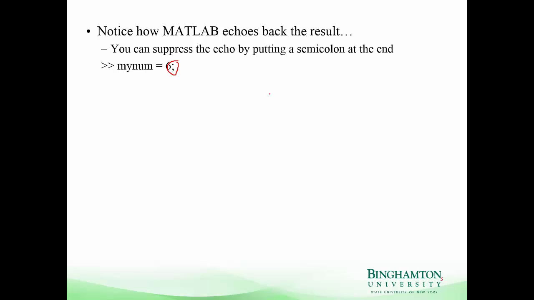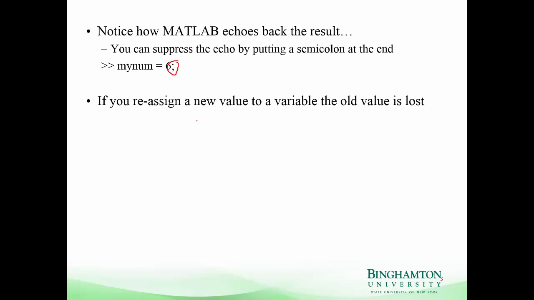If it's just a single number being assigned, no big deal. But we'll see in the next set of notes that we can assign large arrays of numbers to a single variable. And if you've got hundreds or thousands or even millions of values being assigned, and those were to be echoed back, your computer screen would be filled over and over with the spewing out of these numbers. So using the semicolon is kind of crucial in those cases. And if you reassign a new value to a variable that you had previously assigned something else, that old value is lost.